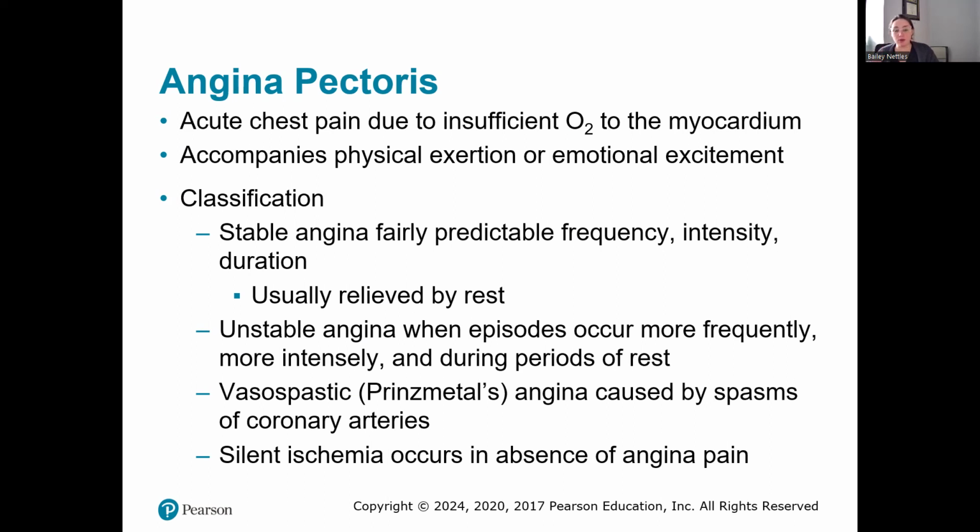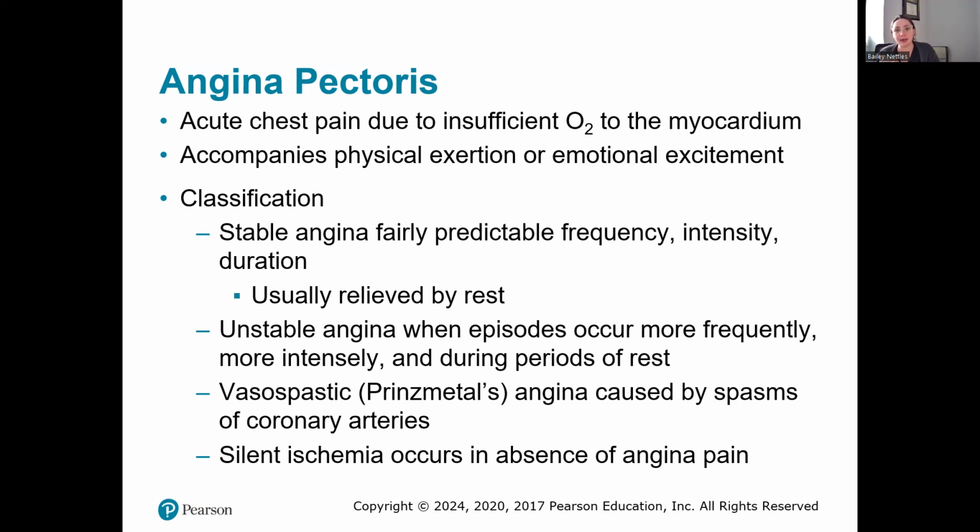Okay, so you can have stable. Stable is stable. I mean, it is what it is, right? Don't think too hard. If it's stable, that means I know when it's going to happen, I know how long it's going to happen, and I know what's going to help it. Okay, I know how bad the pain's going to be. So I know I'm going to go on this walk around the block, and I know it's 99 degrees outside. I'm going to get some angina, okay? Because I know I have stable angina.